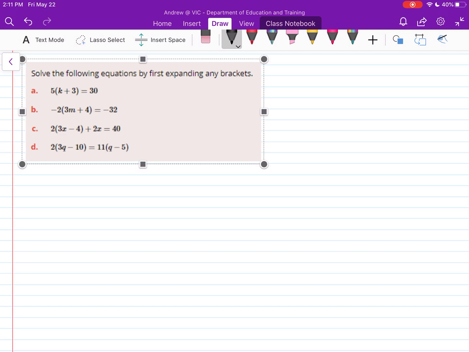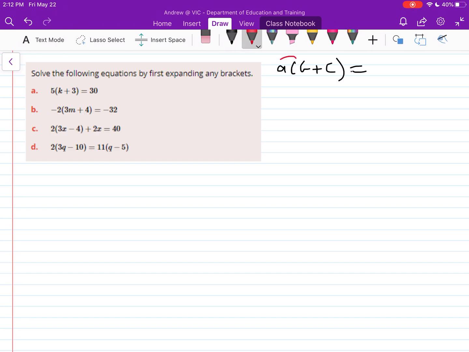So if you have a bracket, say a, b plus c, just remember that you need to multiply the term outside the bracket, directly outside, by both terms inside. So this will equal ab plus ac. Okay, that's our distributive law. Alright, so that's all we need to do for these ones and then solve them.